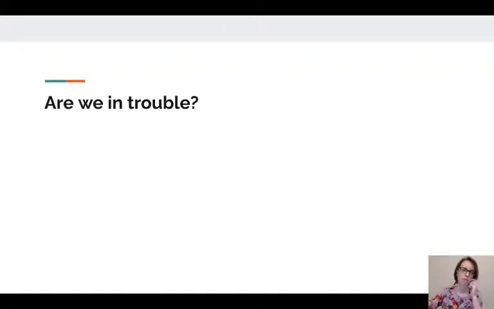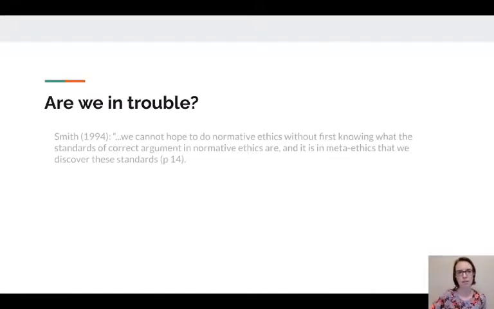Okay, all this complexity is just to try to get a sense of the variety of views in metaethics. But let me say something about this question that we introduced earlier. Do we need to do metaethics before we can do ethics?